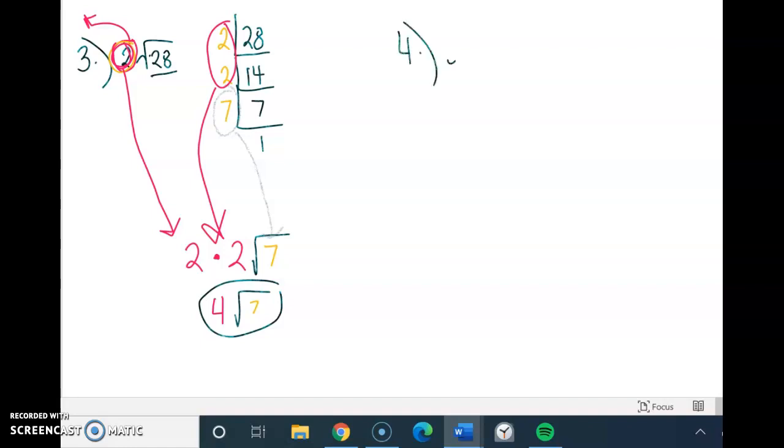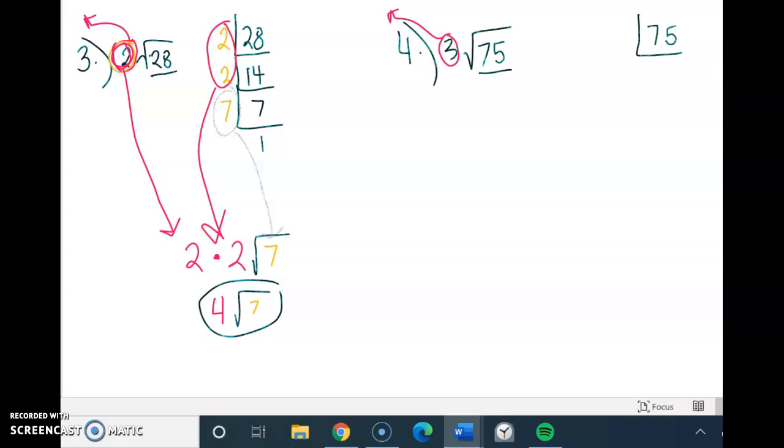Okay, so let's simplify 5 square root 75. So these are slightly larger numbers once again. Actually, you know what? I'm going to make this a 3. Let's simplify 3 square root 75. So once again, we have a coefficient. We're going to put that coefficient to the side and come back to it later. And we're going to focus on simplifying 75.